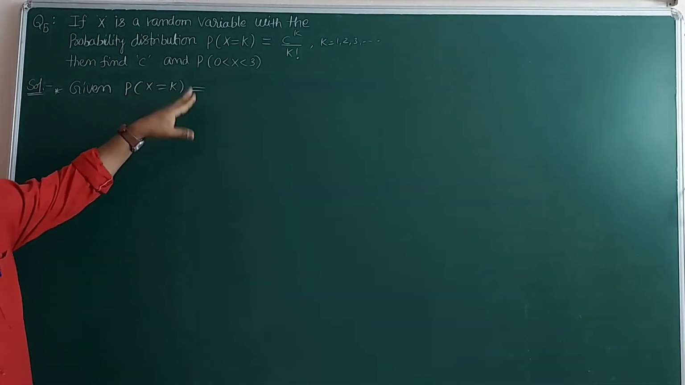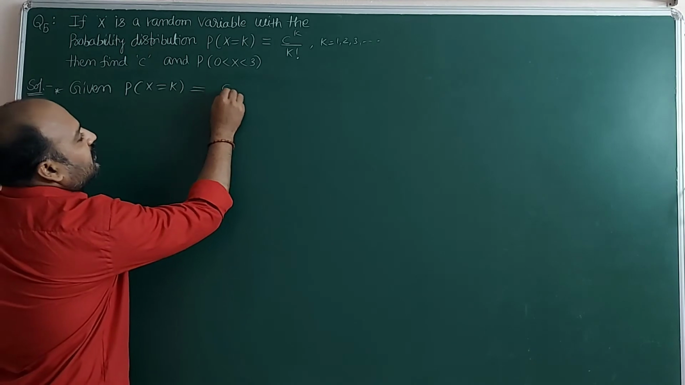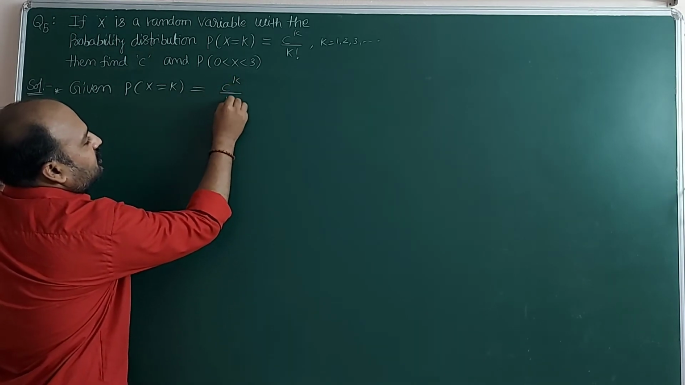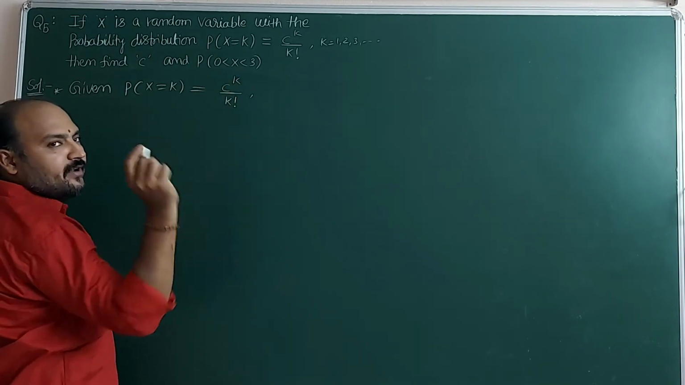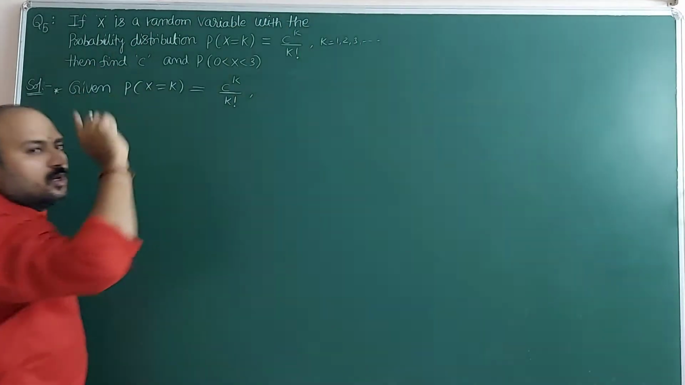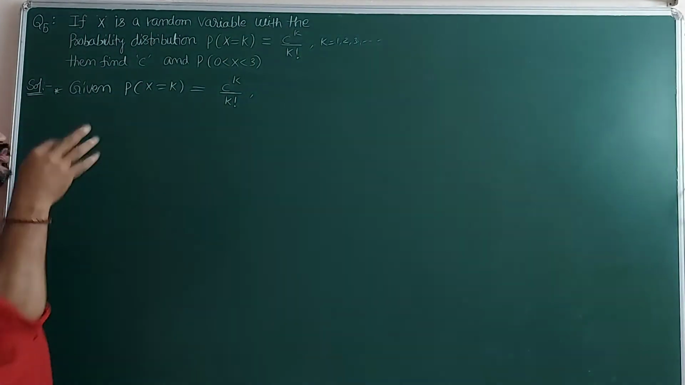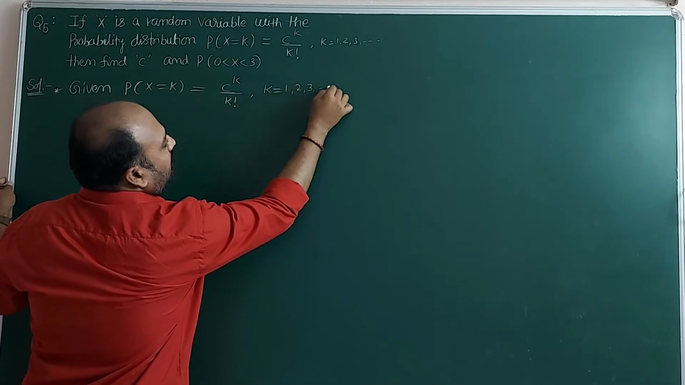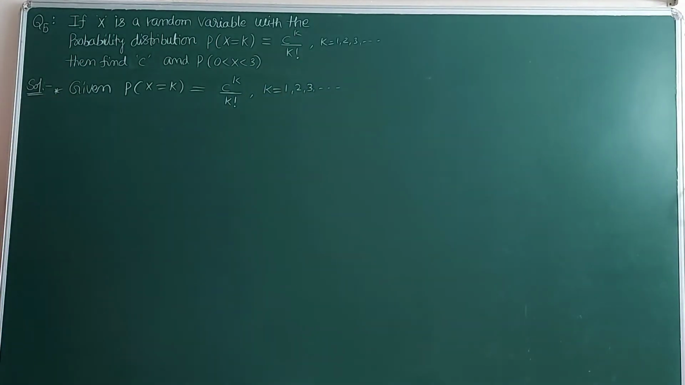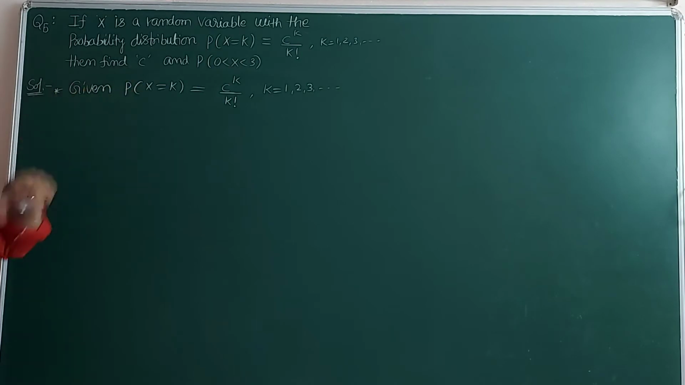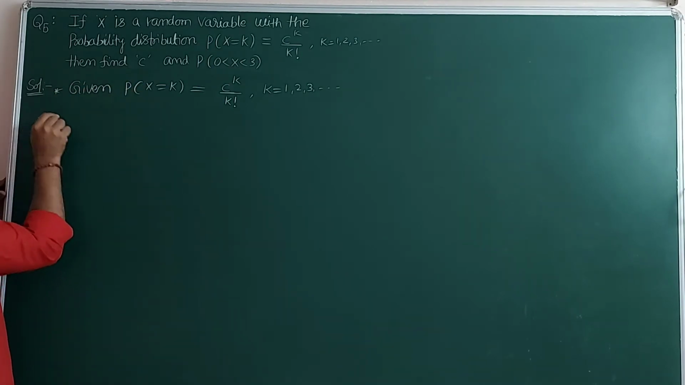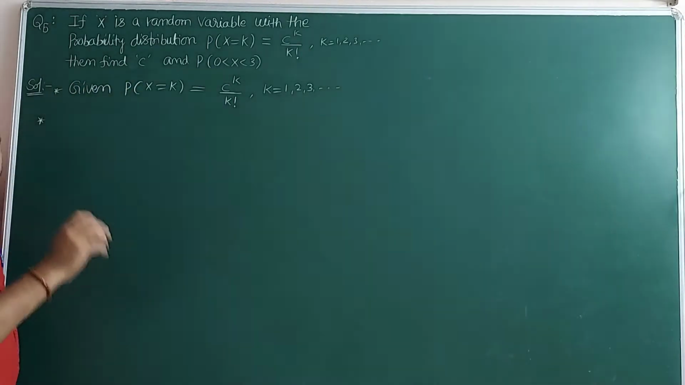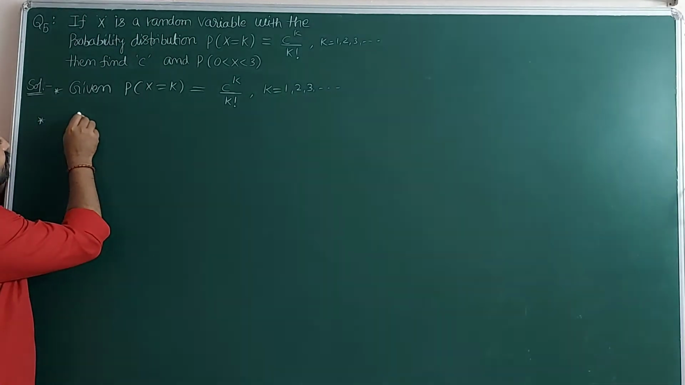So given P of x is equal to k, c power k by k factorial, indirectly the range of the random variable is given as 1, 2, 3 and so on. So k equal to 1, 2, 3 and so on. To get the value of c, we need to apply the basic formula: the sum of the probabilities is equal to 1.